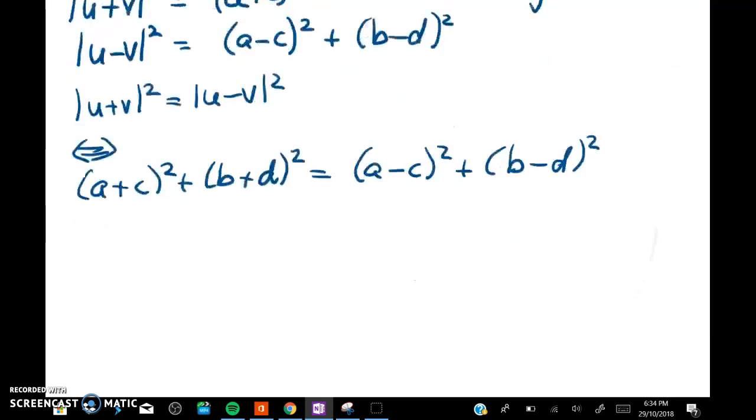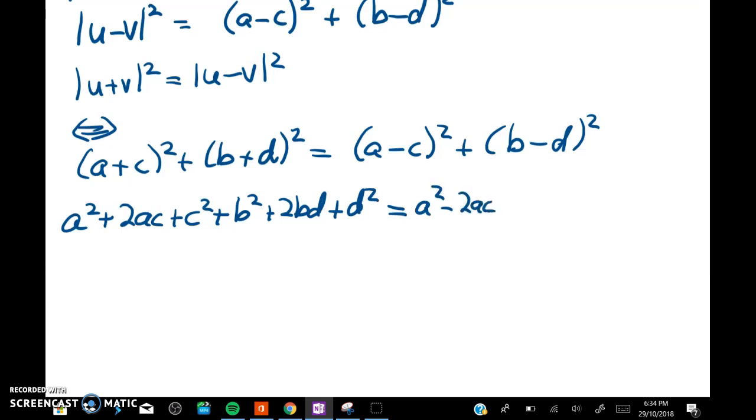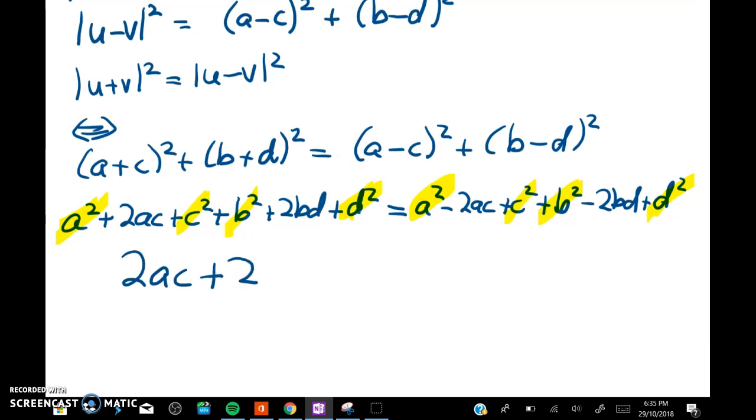We've got to expand all of that out, and then we're going to get a whole lot of stuff simplifying out. That's the left-hand side done. And that's the right-hand side done. Now I'm going to use the highlighter to show you what's going to go. The a squareds are going to go, the d squareds are going to go, and the c squareds are going to go, and the b squareds are going to go. Right, so we're subtracting both of those from each side. So that's nice. We're left with 2ac plus 2bd is equal to negative 2ac minus 2bd.